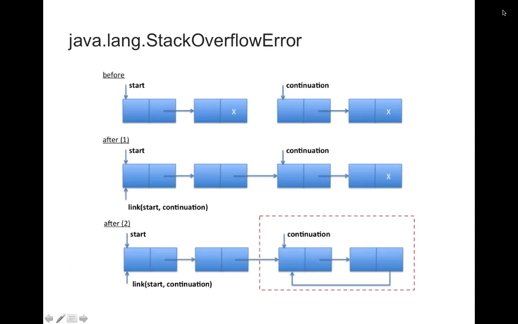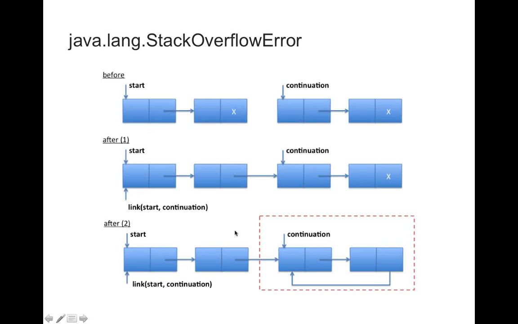Well, let's call our friends the diagrams again to visualize what happens. So initially we've got two train journeys, the start journey and the continuation journey. We call this link method once. And as we've seen previously, that will change the state of the start journey and link it up with the continuation journey. So this is the step in the middle.